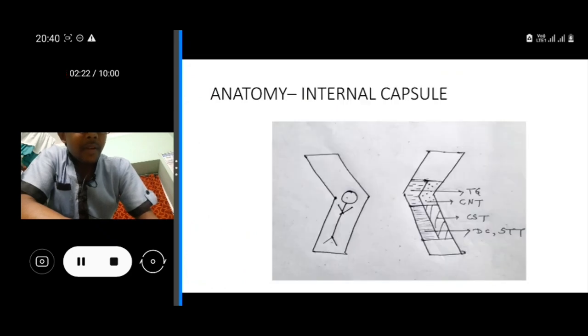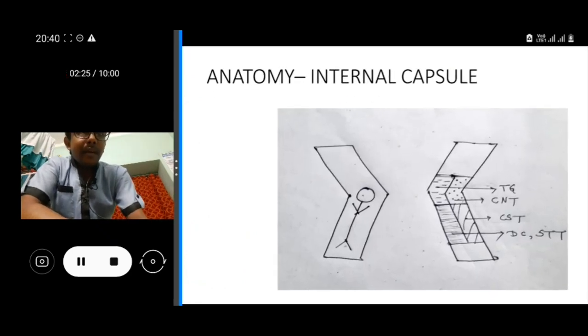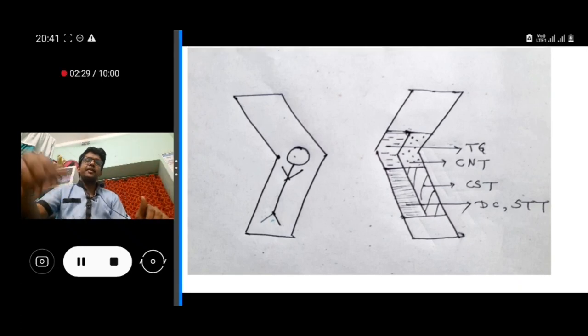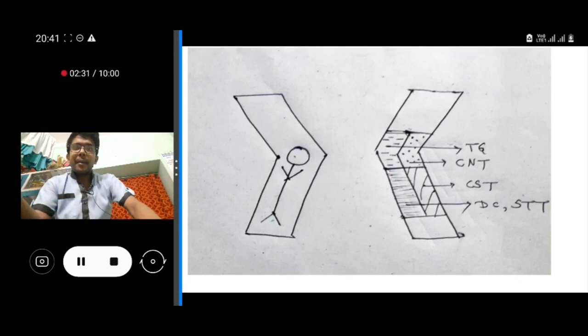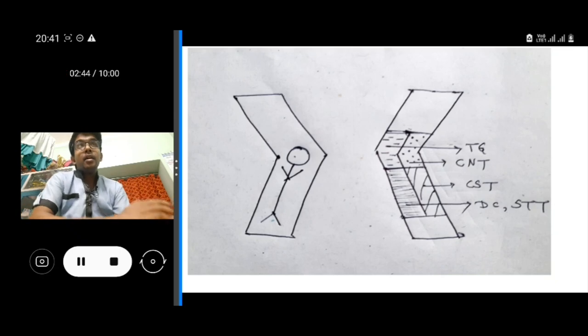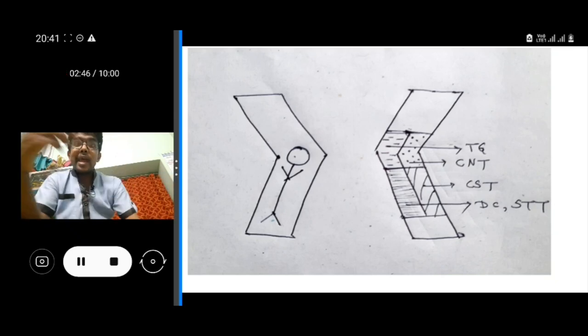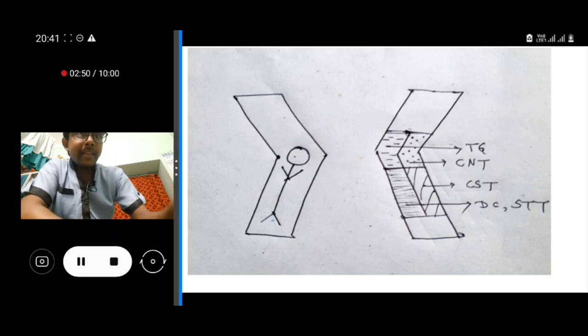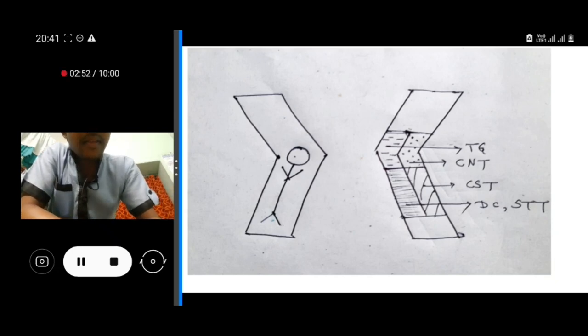Now next. See, this is a schematic diagram of the internal capsule. It is very important. I have said earlier that some patients may come with aphasia, some with bladder dysfunction. You may find that some patients are involuntarily passing urine in the bed. Okay, there may be some problem there. There may be excoriation from this. Some may have hemiparesis, hemiplegia-like conditions. Okay, why do these things happen?